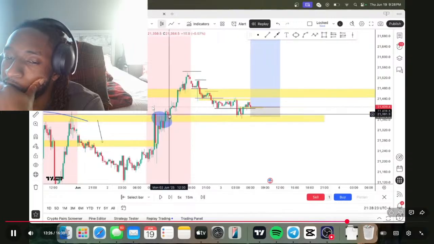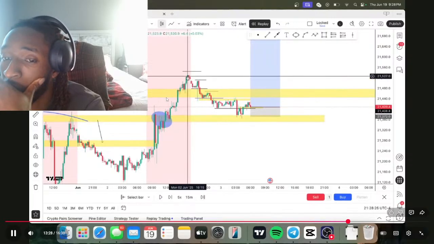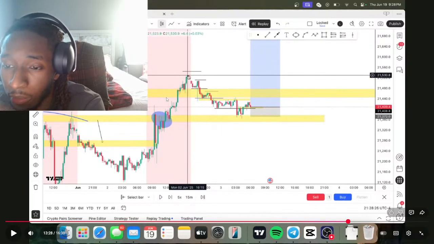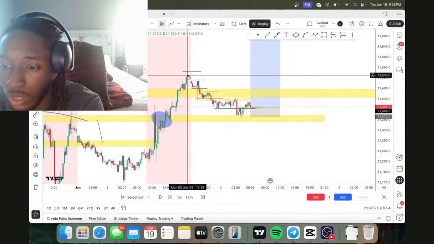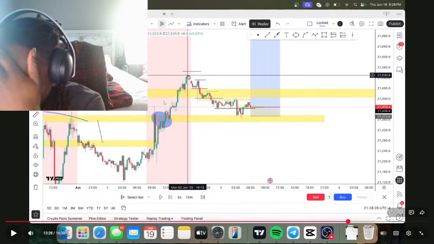The 1 hour goes bullish, so our indication starts sometimes here. I trade, and even if the 30 doesn't look right, if the 1 hour looks like it's red, I mean bullish, no, bearish.